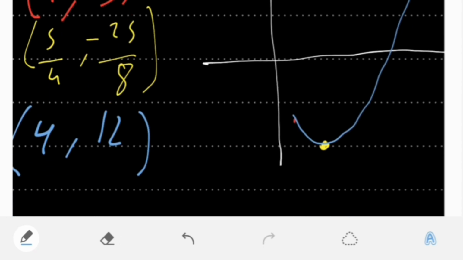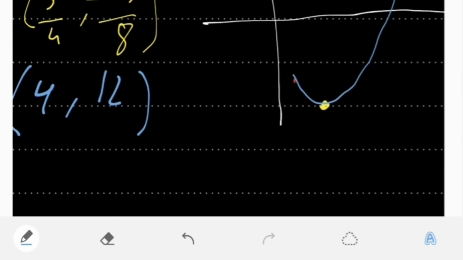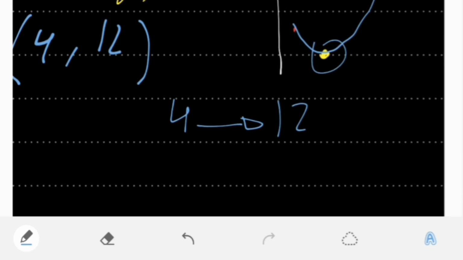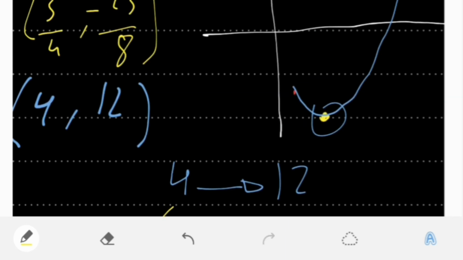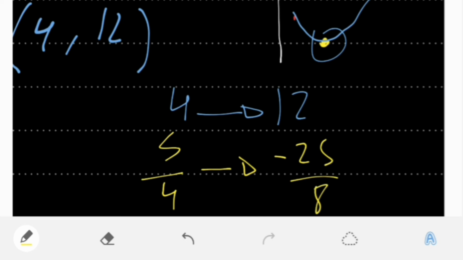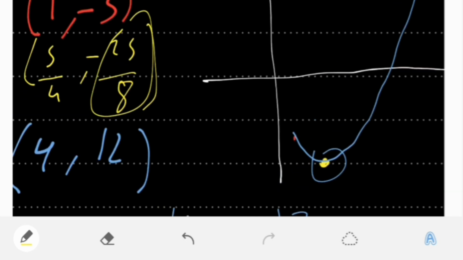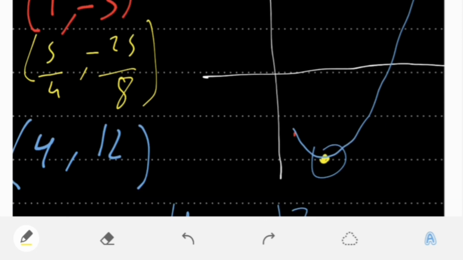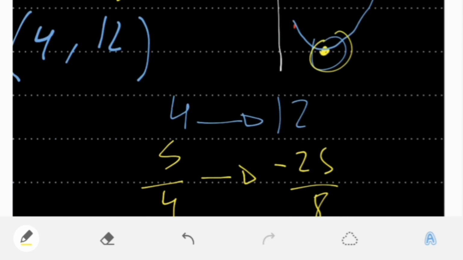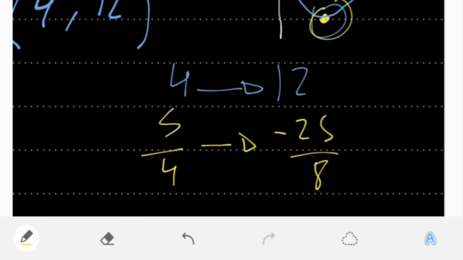So look, the maximum point is this blue one. This is the maximum, 4 for the x and 12. The minimum is this one, okay? 5 divided by 4 and minus 25 divided by 8, okay? It was important for you to notice that minus 25 divided by 8 is slightly smaller than minus 3, okay? So it is lower.